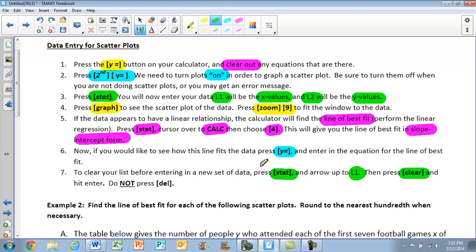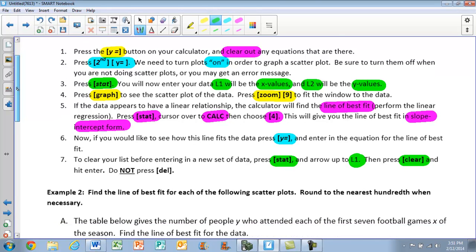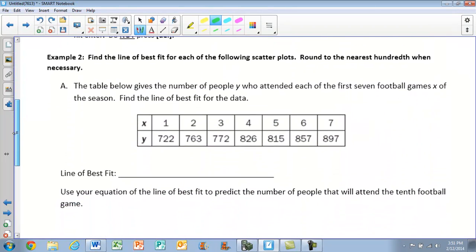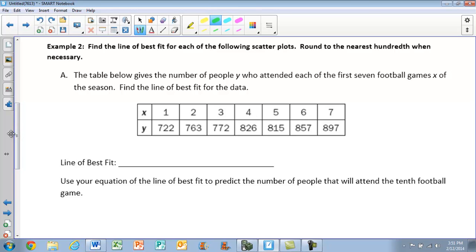Okay, and I know right now you guys are probably thinking, all right, that sounded like a lot of jibber jabber. So let's go ahead and take a look at an actual example and see how this relates. Looking at example 2, we need to do a couple things. We want to find the line of best fit for each of the following scatter plots. We want to make sure we round to the nearest hundredth when necessary. Okay, so go ahead and circle that so we know when we need to go through and round.